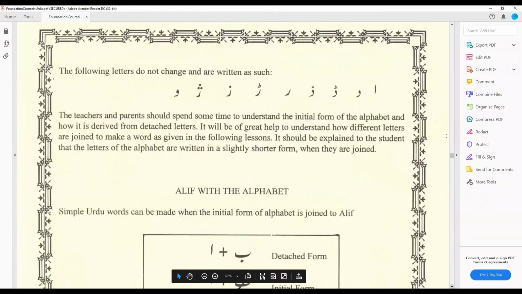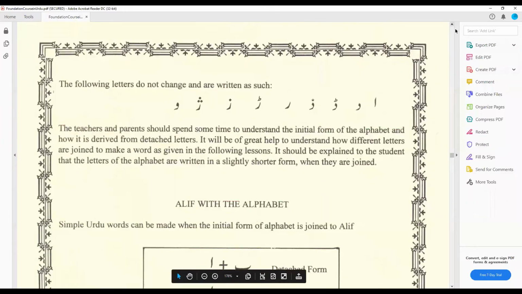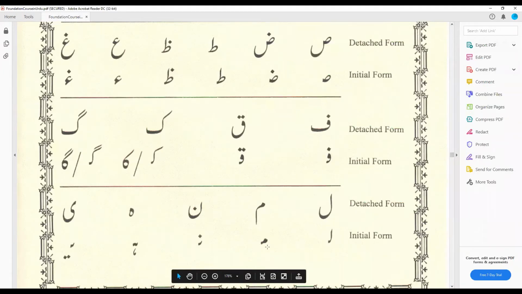Half Lam, half Mim, just head, not body. Noon, just head, not body. Hey, when we write hey, we will write hey like this. And when we write ye, we write ye with two dots under. This is our alphabet, initial form and detached form.